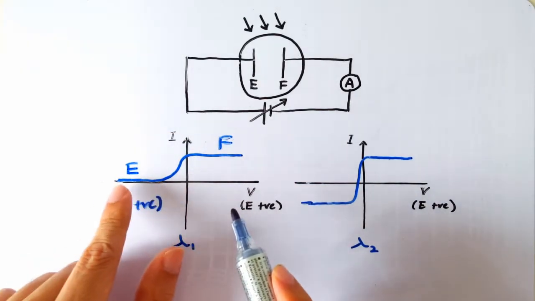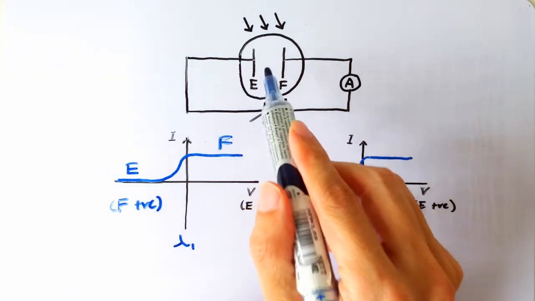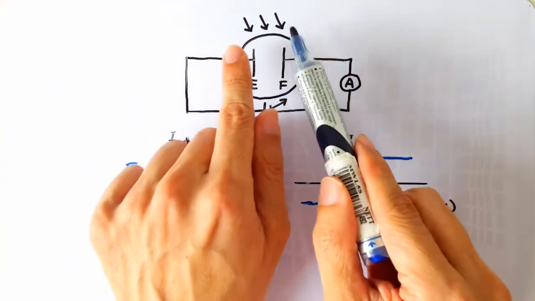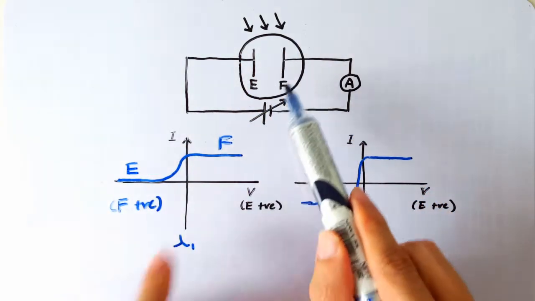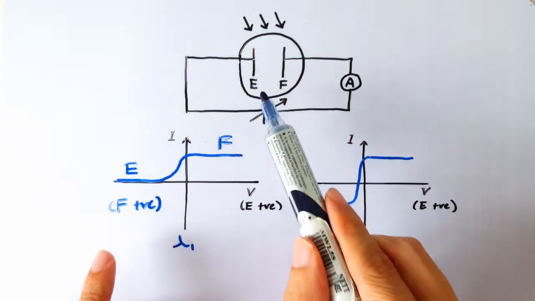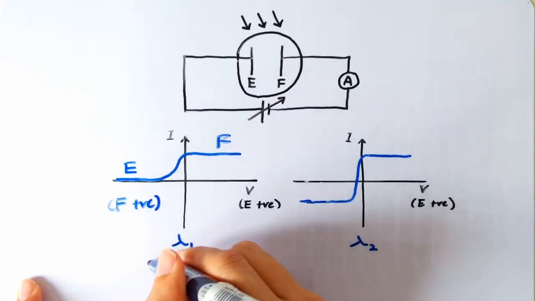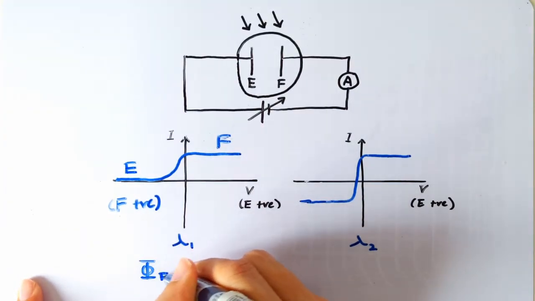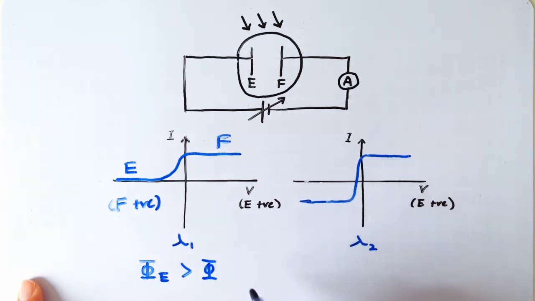But is there any current? No, right? That means plate E is not emitting any photoelectrons. So for the same wavelength of light, we get photoelectric effects from F, but not E. That tells us that it's harder to knock electrons out of plate E. That means the work function of plate E must be higher than the work function of plate F. Okay?